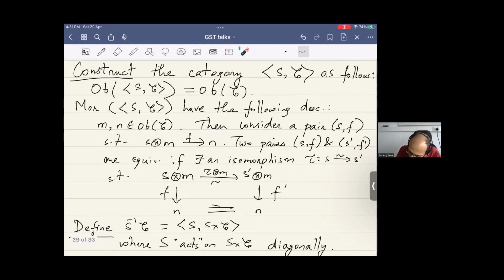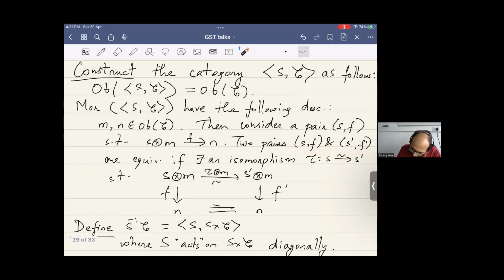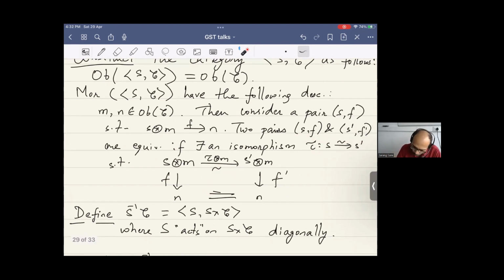And two such things are equivalent if there is an isomorphism from S to S prime, which makes this diagram commute. Okay, so this is very similar to what we saw when we constructed S inverses. That's the category S comma C.